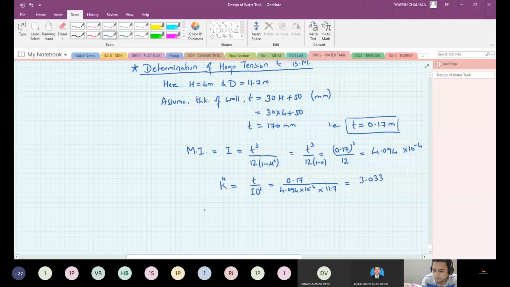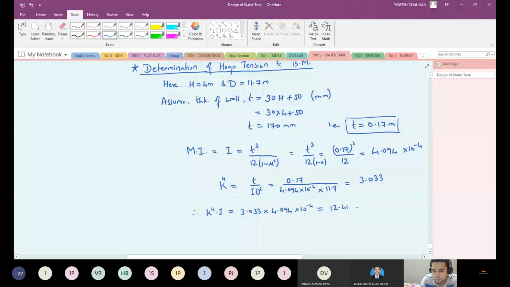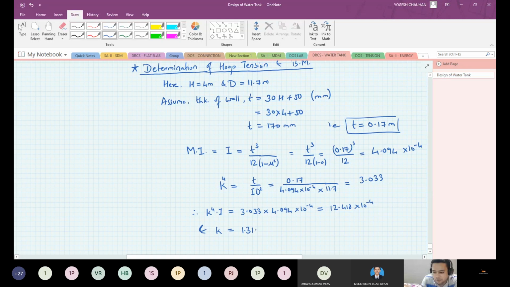So we can also find k to the power 4 into I, which is 3.033 into 4.094 into 10 to the power minus 4. So this will be equal to 12.418 into 10 to the power minus 4. Then we also require the value of k alone. So k is equal to the fourth root of this value, which is 1.3197.